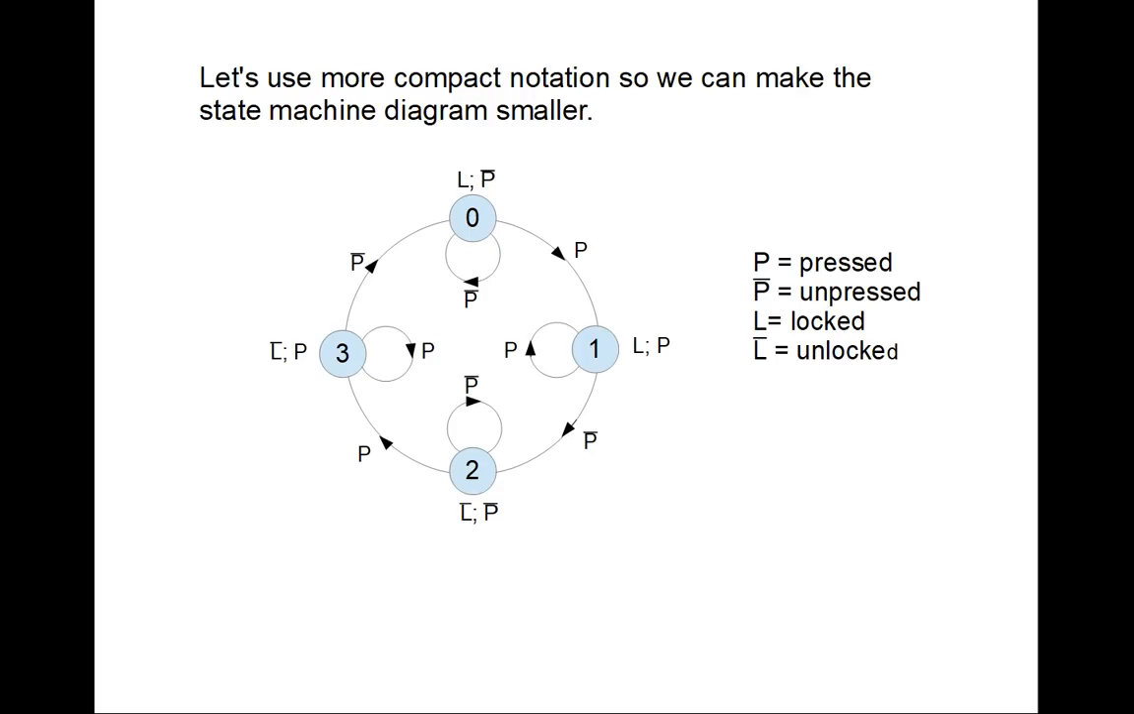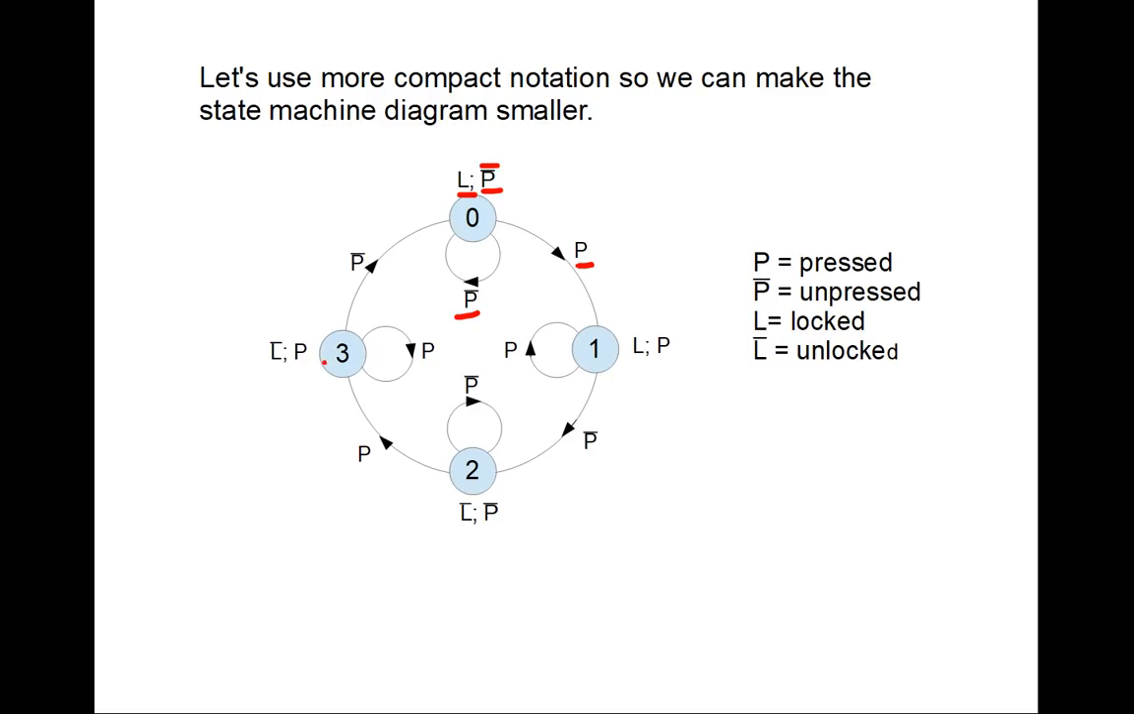So I'm going to use a more compact notation because that diagram was pretty big. For each one of the states, I'm going to define the state of the lock, which is over here. In this case, the lock is locked, and the state of the button. In this case, with the bar over here, the button is unpressed. And so as long as the button is unpressed, remember this is P bar, we stay here. If the button is pressed, notice we just use a P symbol for that, then we transition to the next state, and then we go around.